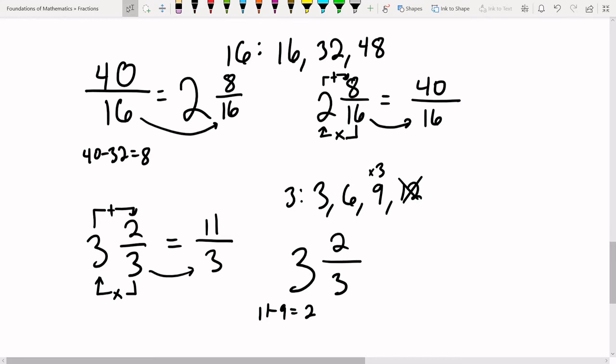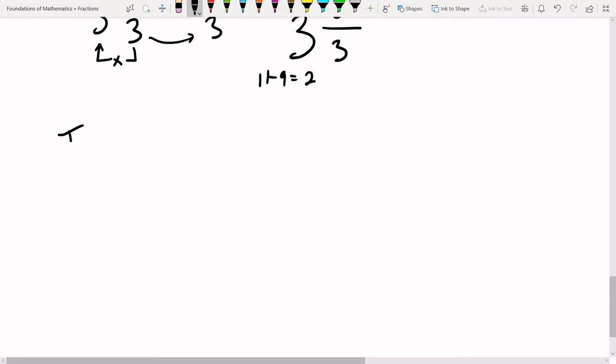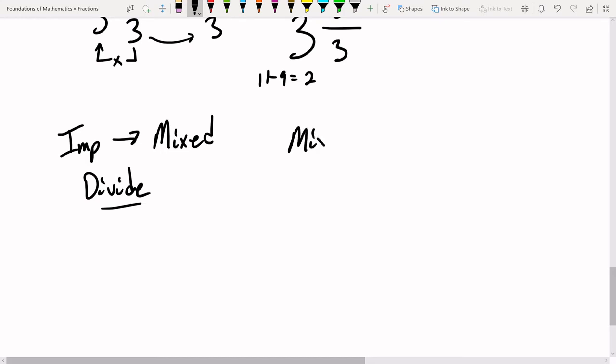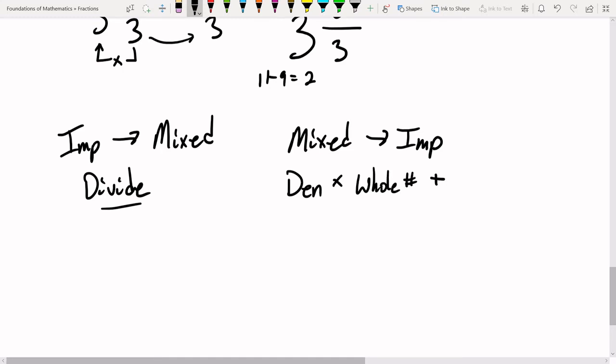So to recap this procedure, to go from improper to mixed, all we have to do here is divide. That's the process that I was doing there. To go from mixed to improper, we take the denominator, multiply it by the whole number, and then add this onto the numerator. And we leave the denominator the same.